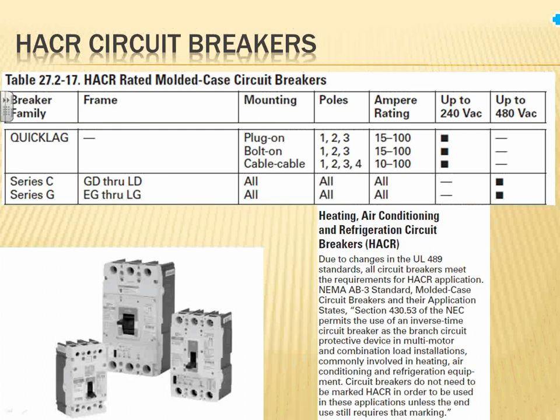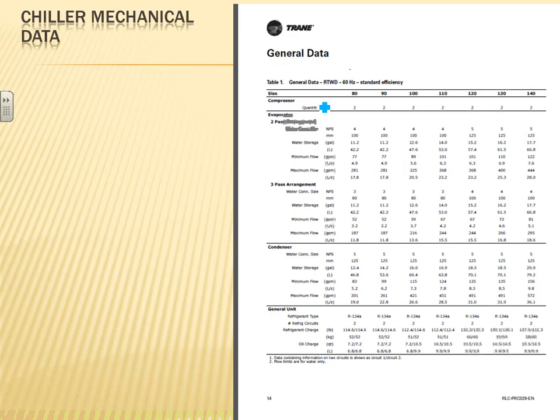Any comments, guys, about the whole HACR? So I threw a couple of examples here. These are directly from Cutler Hammer, the HACR rated motor case circuit breakers, and they still have them. And I threw this one right next to it to say all of them meet the HACR, unless the end user still requires the marking. Cool. So if you still require the marking, you provide the marking.